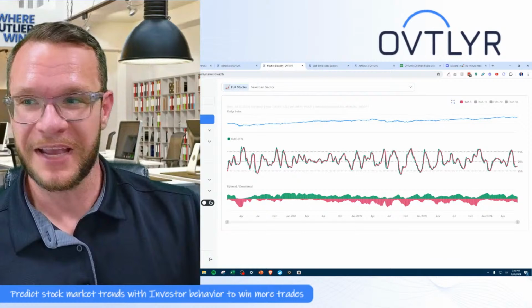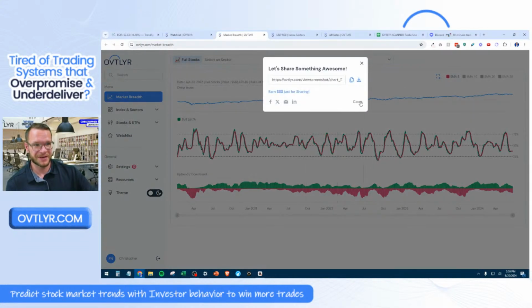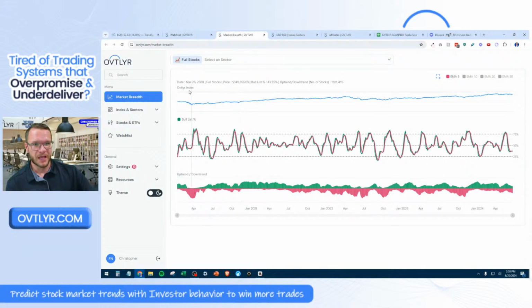But going back into the platform, we need to talk about the market breadth area. Like I say, you can actually take a screenshot of this and share this with anybody else, right? That's why I got distracted on there. So we've got three separate things here. Outlier index, which, oh, that's right. My interpretation of that was completely wrong.